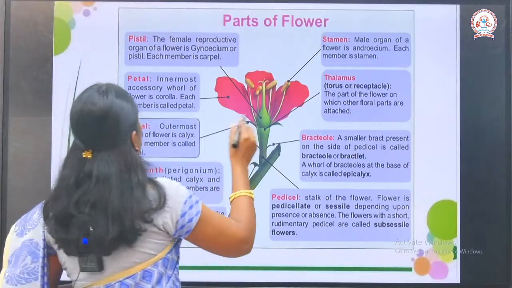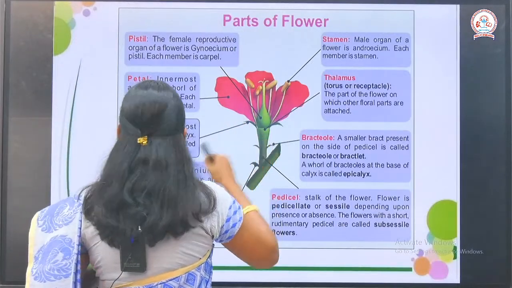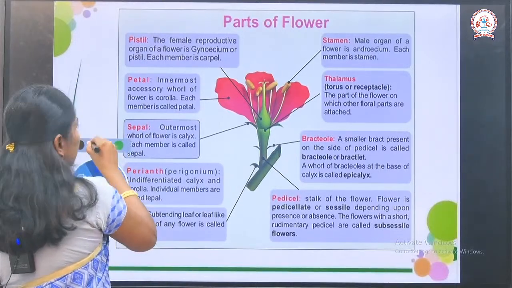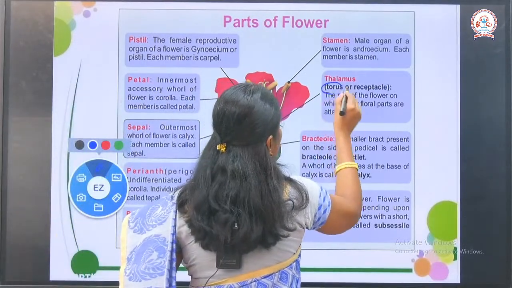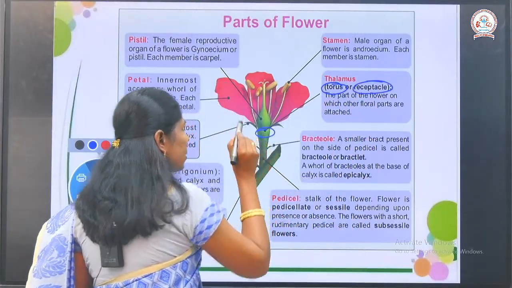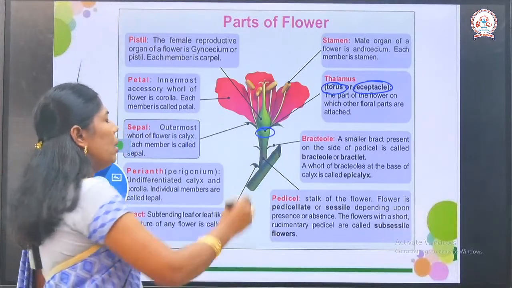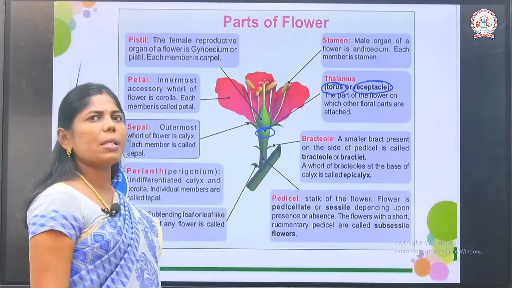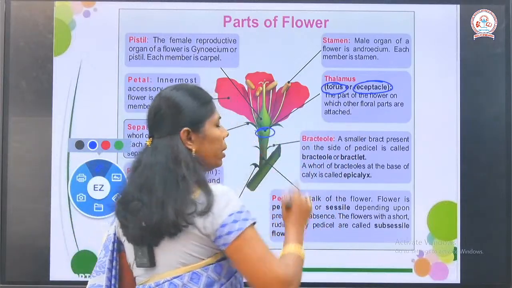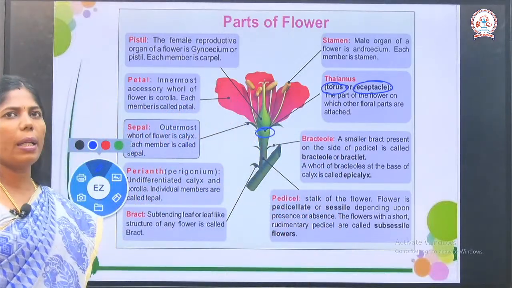So, this region is called thalamus. Thalamus is otherwise called torus or receptacle. At the tip of the pedicel is the thalamus, so all the floral leaves arise from this region. The thalamus is a somewhat bulged region, otherwise called torus and receptacle.